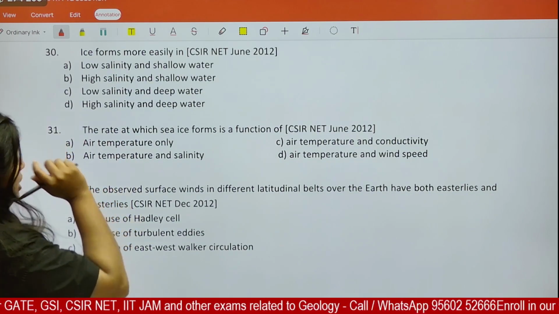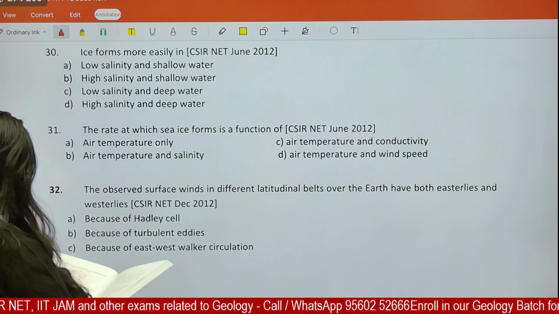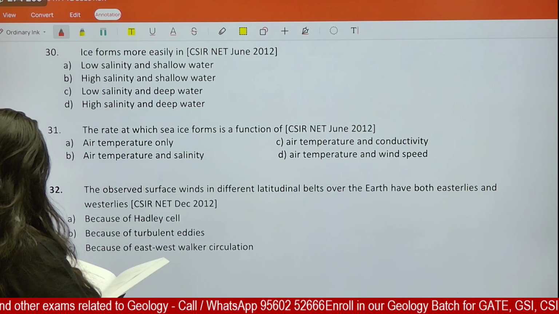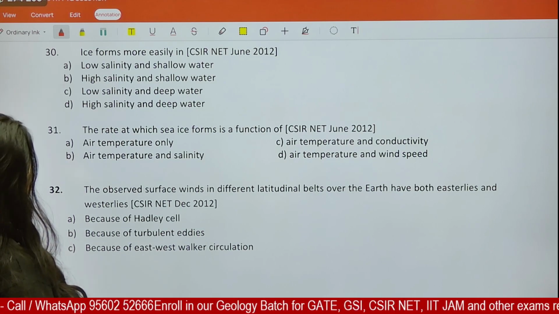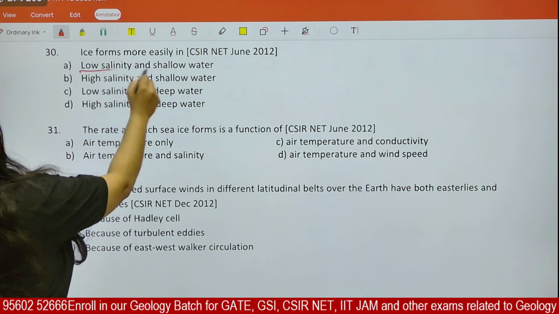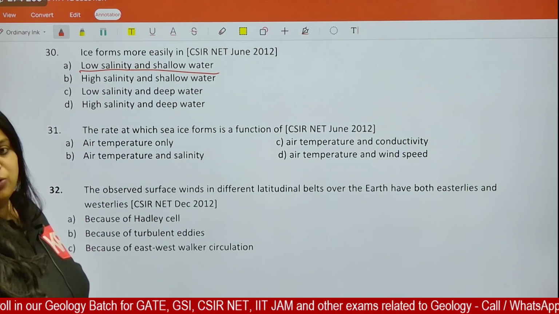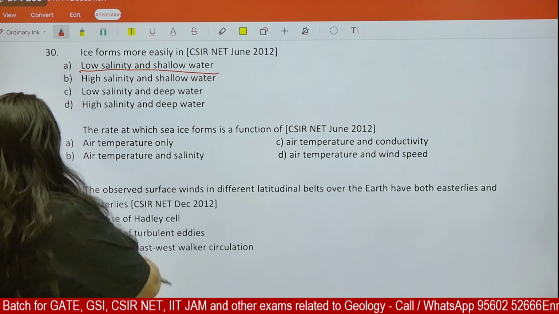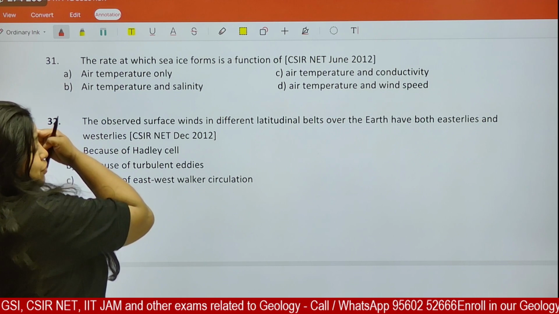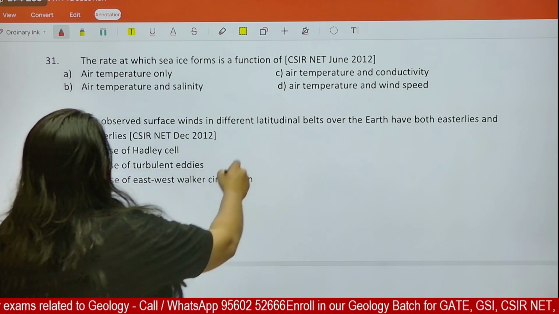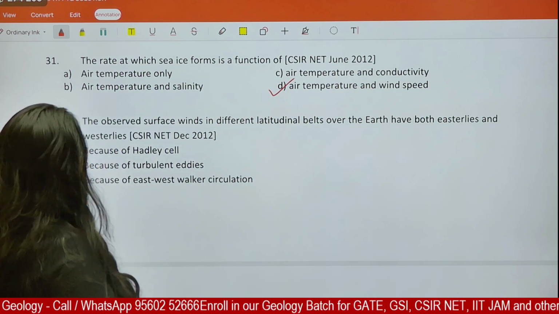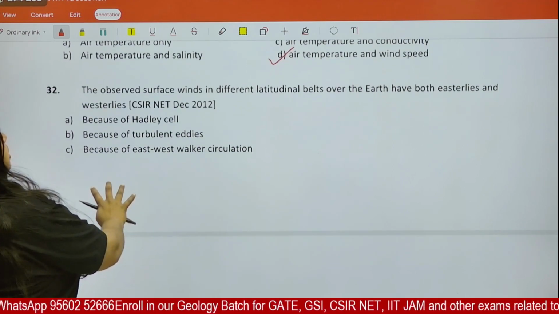Ice forms more easily in low salinity and shallow water. This is also a very interesting term. Ice forms more easily when the salinity is low and the water is shallow. Okay. The rate at which sea ice forms is a function of air temperature and wind speed.